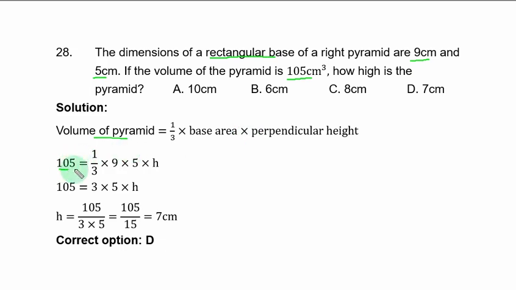The volume is 105 equal to 1/3 the base area of a rectangle, length times breadth, that is 9 times 5 times the height. You divide 9 by 3, you have 3 here. So you have 105 equal to 3 times 5 times h. To get h, divide through by 3 times 5. You have it in this form, and that gives 7 centimeters. D is the correct option.